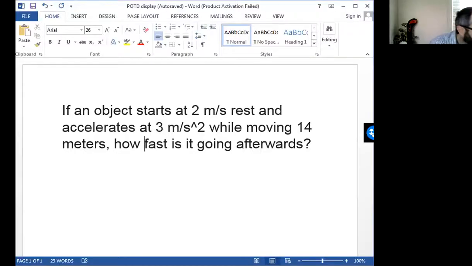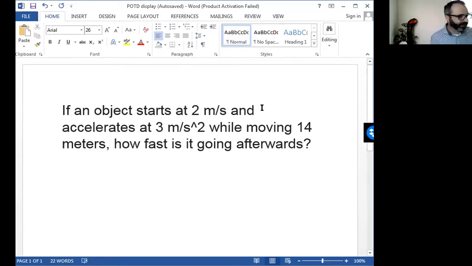So an object starts at 2 meters per second and accelerates at 3 meters per second squared while moving 14 meters. How fast is it going afterwards? I think that might have been confusing because the word rest was in there, but it shouldn't have been. The problem is, if an object starts at 2 meters per second and accelerates at 3 meters per second squared while moving 14 meters, how fast does it go afterwards?